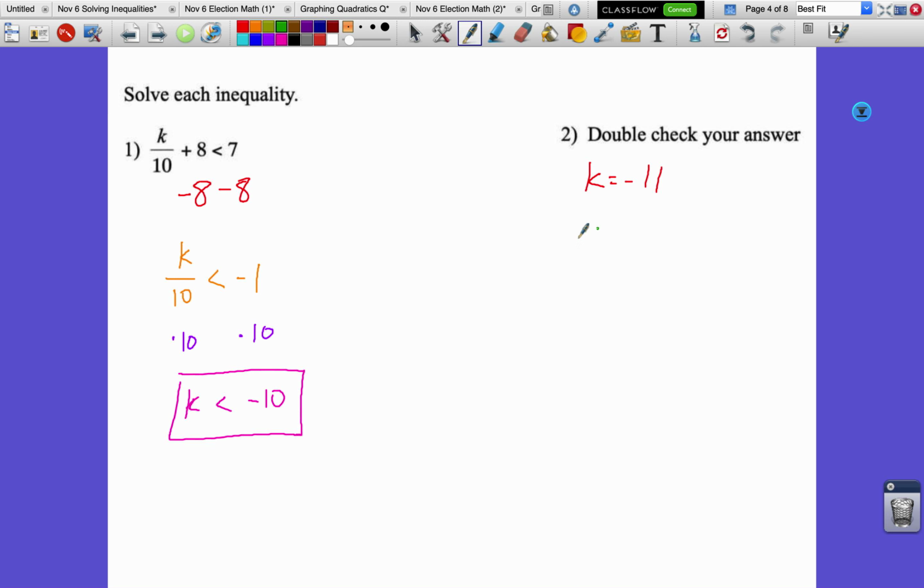All right, so I'm going to plug in k equals negative 11 and see if I get a true inequality. Negative 11 over 10 plus 8 is less than 7. This is negative 1.1 plus 8 is less than 7. Is 6.9 less than 7? 7 is a slightly bigger number, so this is facing the correct direction. We can put our double check.